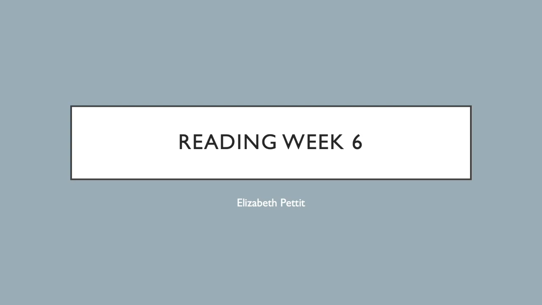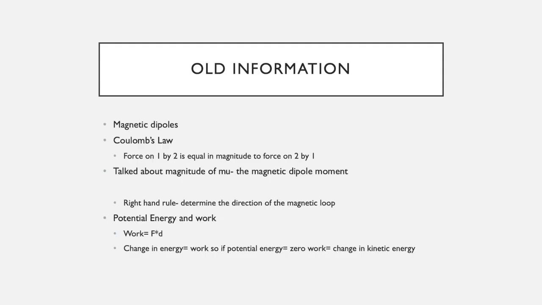Reading week 6 was primarily about magnetic dipoles and electric potential energy. Some topics that were previously introduced to us but were also discussed in Reading week 6 include magnetic dipoles and Coulomb's law, which explains the reciprocity between forces and how the force on 1 by 2 would be equal in magnitude to the force on 2 by 1.